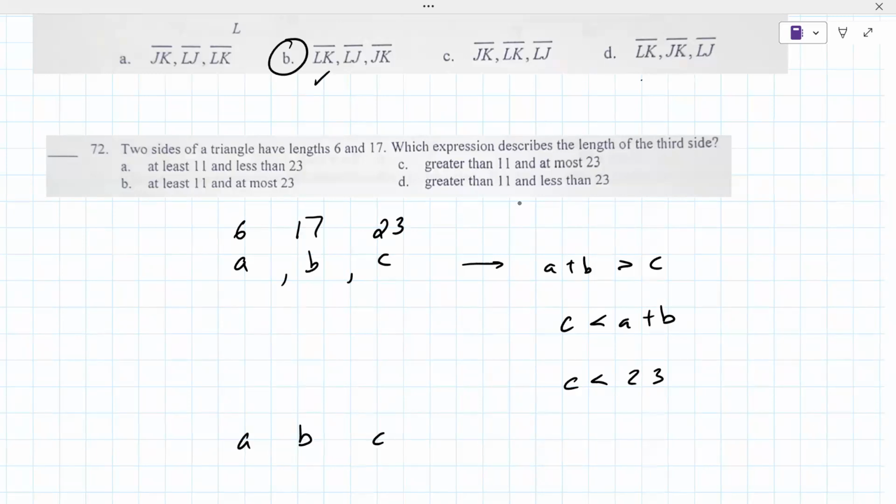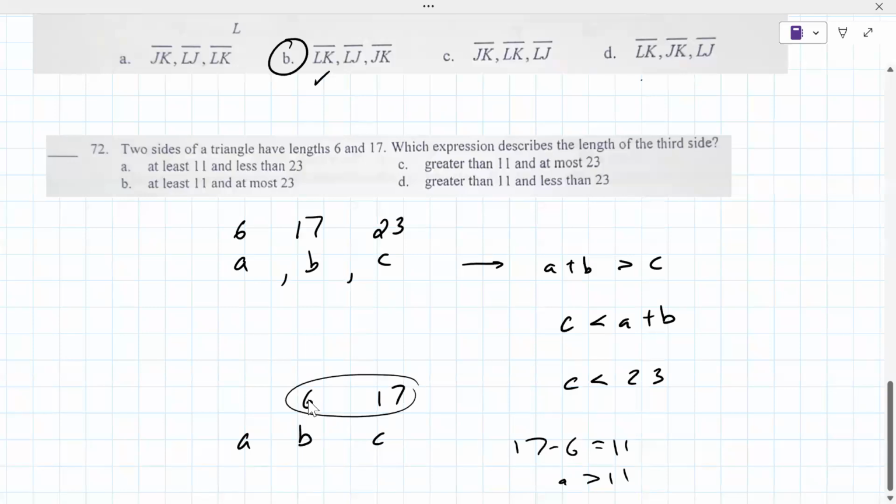Then you say, well, what if 6 and 17 are the two larger sides? So you have to go the other way. If you subtract 17 minus 6, you get 11. A has to be greater than 11. Even though I said B and C are the two larger sides, that's actually not possible because of how far apart the numbers are. So A has to be greater than 11. All right. Why don't you try 73 on your own? I'm just going to step away for 30 seconds, but I'll be right back with you.